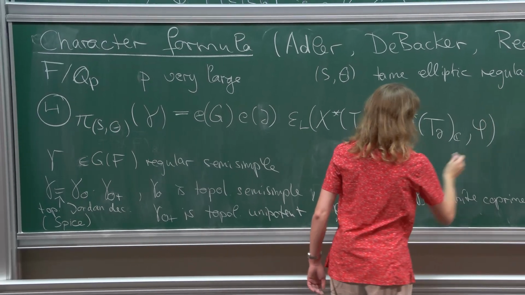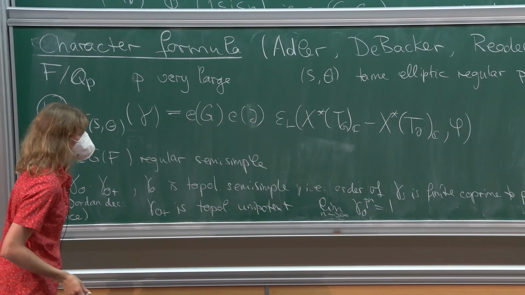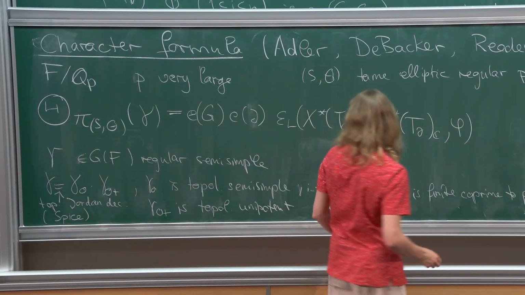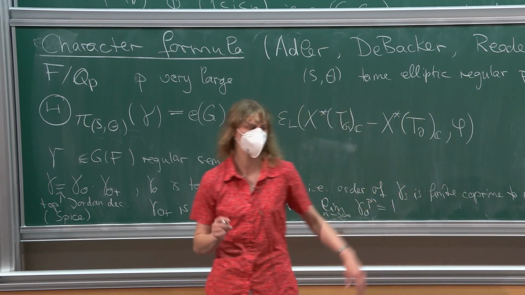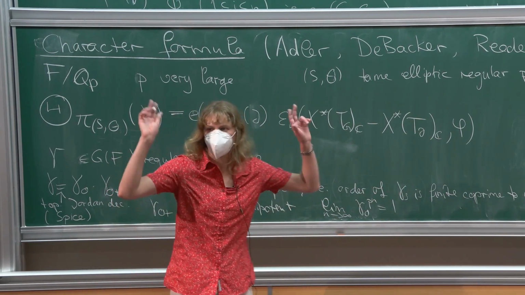And phi was our additive character, so that's the root number. It's just a fourth root of unity.